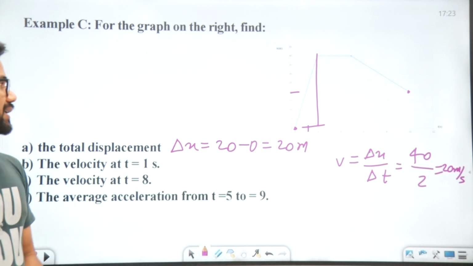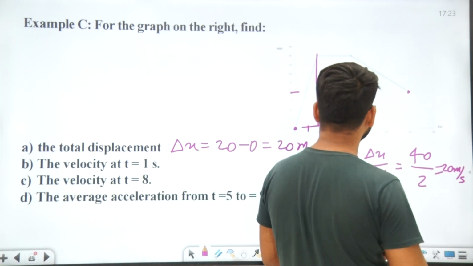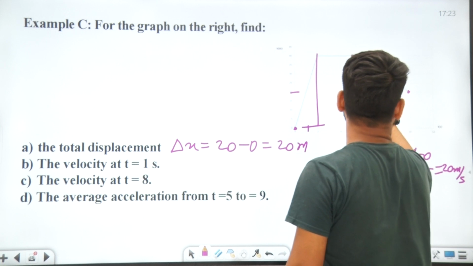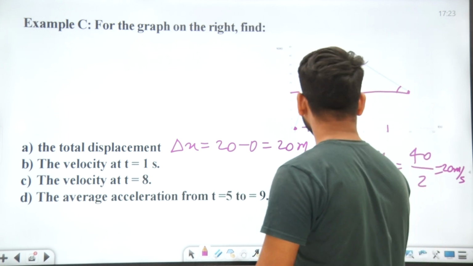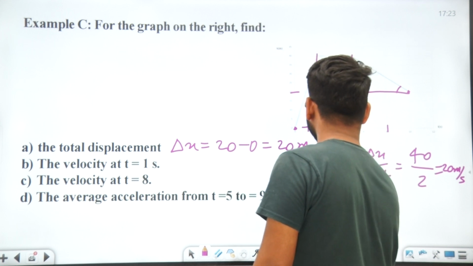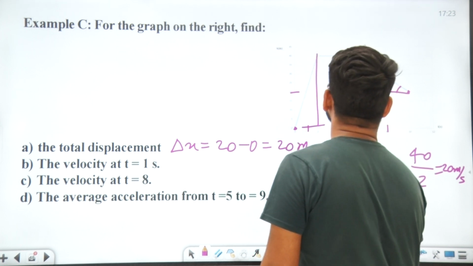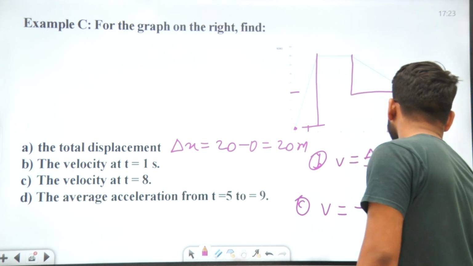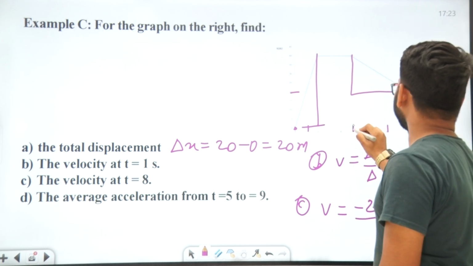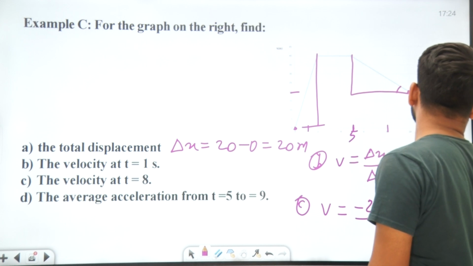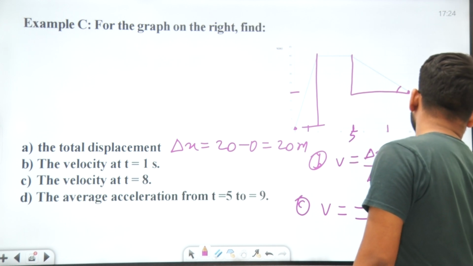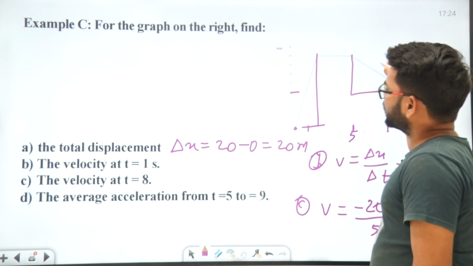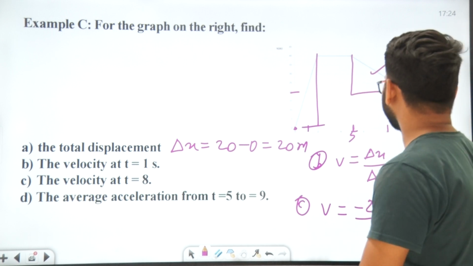Velocity at t equals 8 seconds. So t equals 8 seconds is somewhere here, and to find out the slope we need to look at this slope. So for C, v will be, if we subtract, 20 minus 40, that means minus 20 over, this time interval is, this is 5 and this is 10, so 10 minus 5 is 5, so minus 4 meter per second is the velocity. We can see the velocity is negative here, slope is negative.